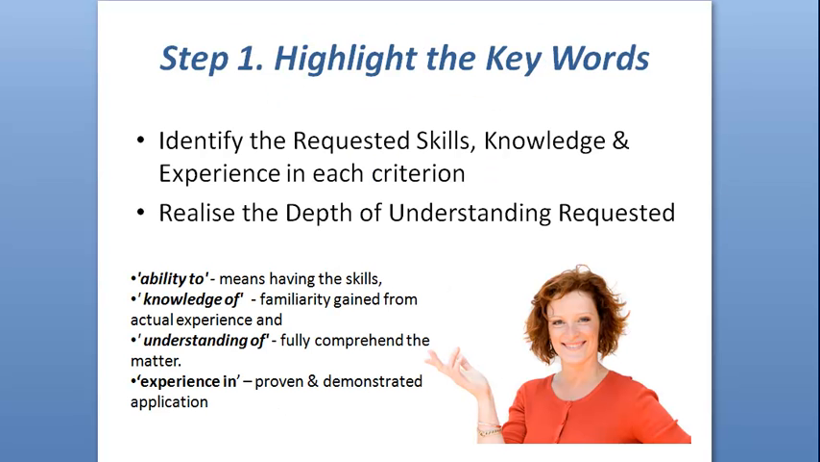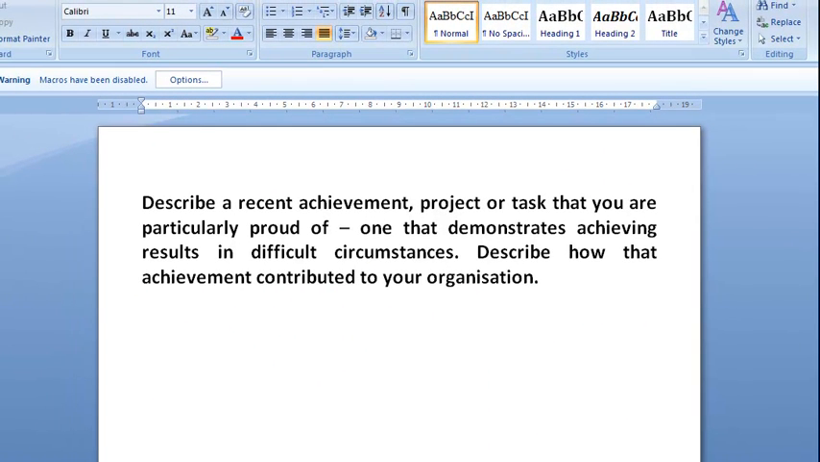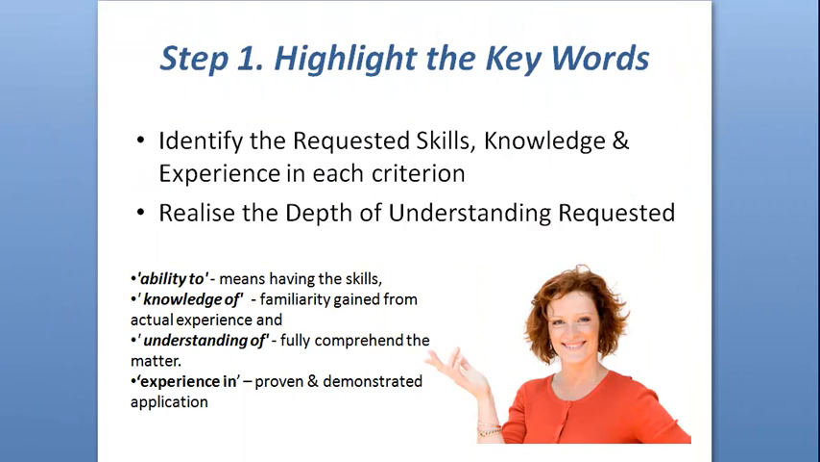The very first thing is to grab your key selection criteria and get a highlighter, or if you're not used to using pen and paper like me, you can write the key selection criteria response onto your Word document like that, so that you can get started and put the information straight onto the screen. So the first thing to do is to identify what they really are asking for.